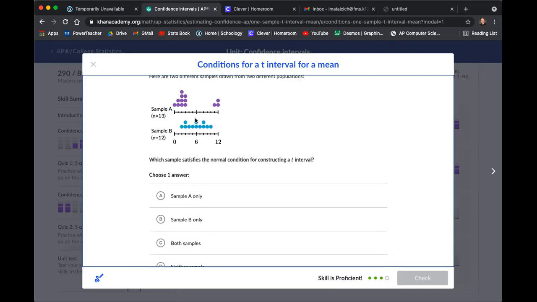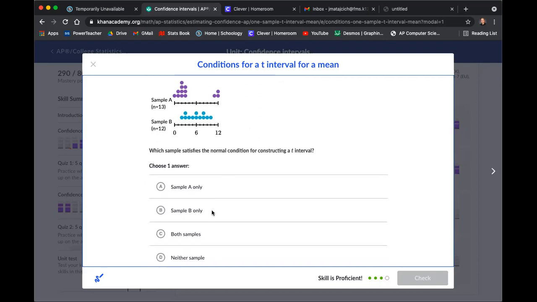Sample B though is roughly symmetric. You can kind of draw a line right in the middle here and split up the data in half. And there don't appear to be any obvious outliers, like there wasn't a point way the heck out here or something. So I would say sample B is the only one that passes the normal condition in this case.